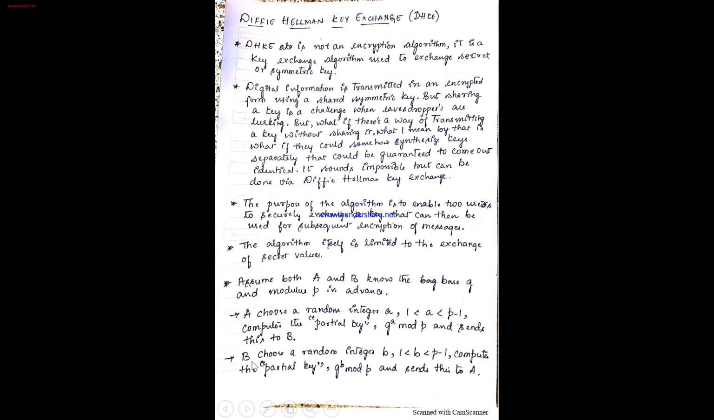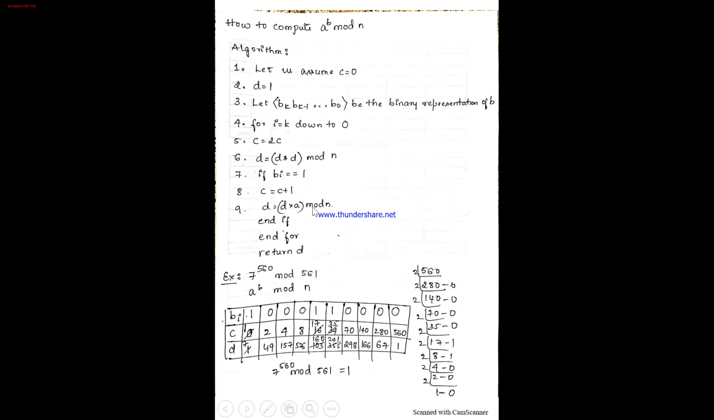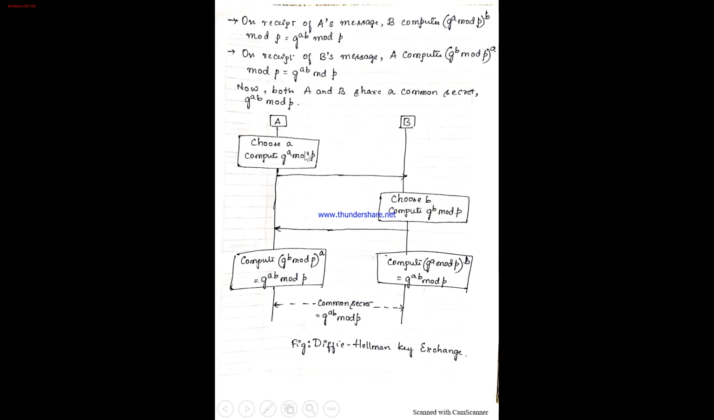Okay, next B will choose a random integer b. Again this b is also in the same set 1 to p minus 1. And he will compute what? Again a partial key, g to the power of b mod p, and then he'll send that to A. Then A will compute g to the power of a mod p, and send that to the receiver.